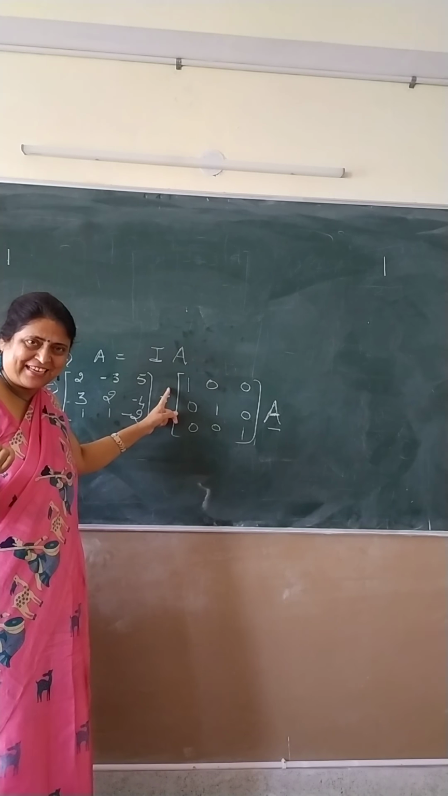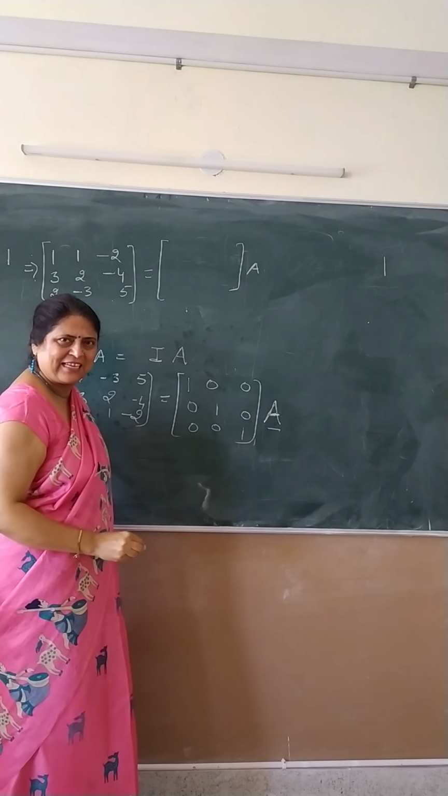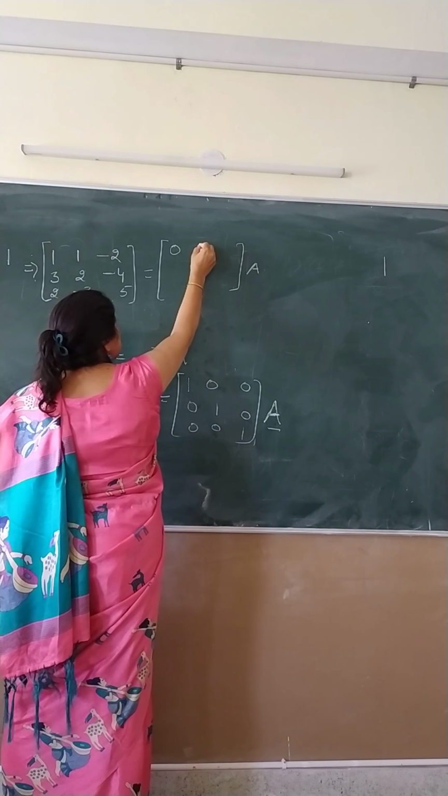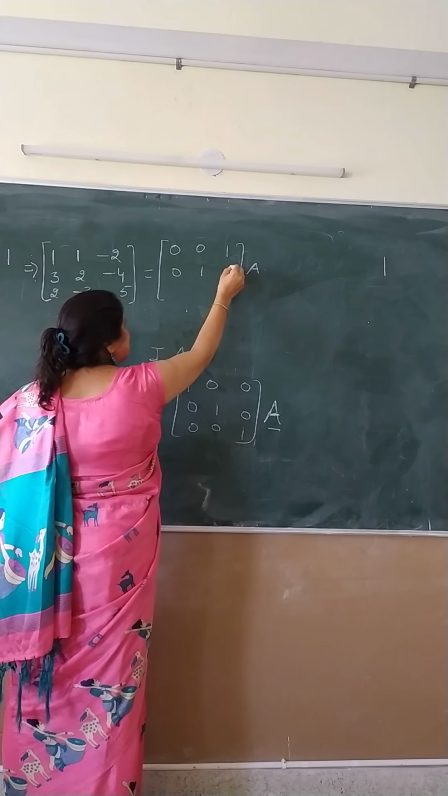1, 1, minus 2. Now R3 will go here. Second row 3, 2, minus 4. And the first row will come here: 2, minus 3, 5. Clear? And the same operations you have to apply on this side also. This row will go here: 0, 0, 1. Then 0, 1, 0. And this row will come here: 1, 0, 0.